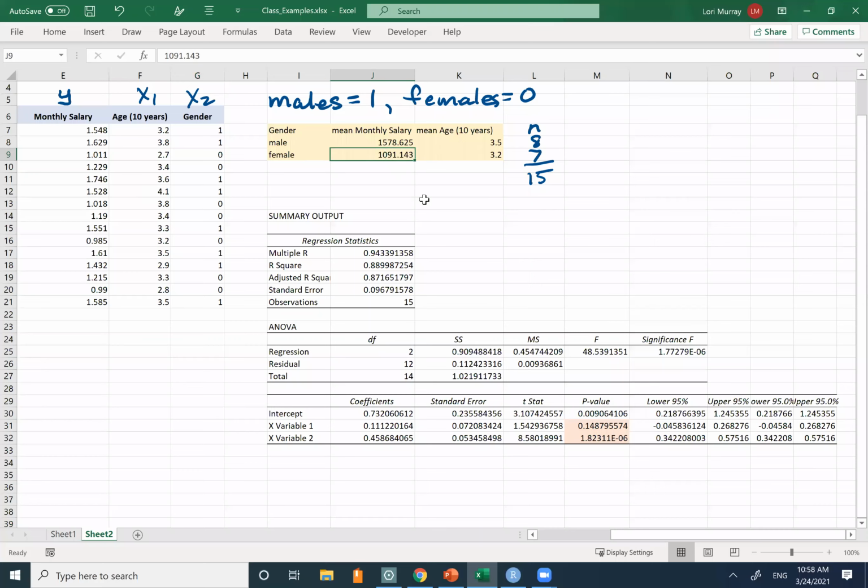And that's consistent with here. You can look, the average salary for the females is 1,091 and the males is 1,578. And the regression shows that gender is statistically significant. But if you did change it, you can't just change it here, you have to go right back to the raw data. So you can try it and see what the output is, but you should end up with the same result.